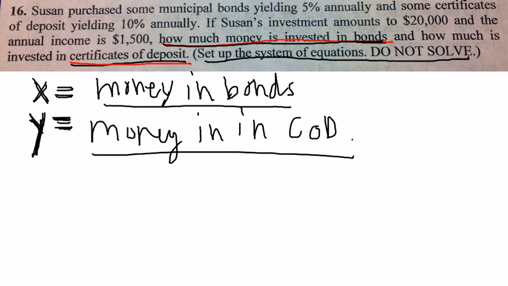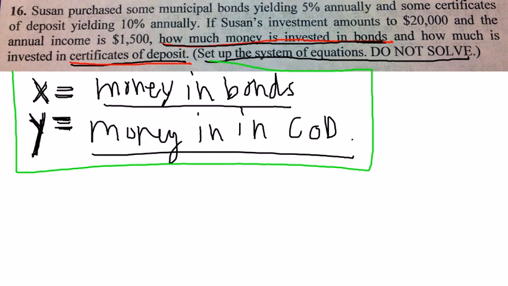This is very important right here, understanding what x and y are. Some teachers will look for this in the beginning, and they'll mark you off if you don't have this right here. Okay? So you have to define your variables, and then you've got to start solving. So with that in mind, let's go ahead and solve it. We have municipal bonds yielding 5% annually, and some certificates of deposit yielding 10% annually. Okay, so they're yielding stuff.